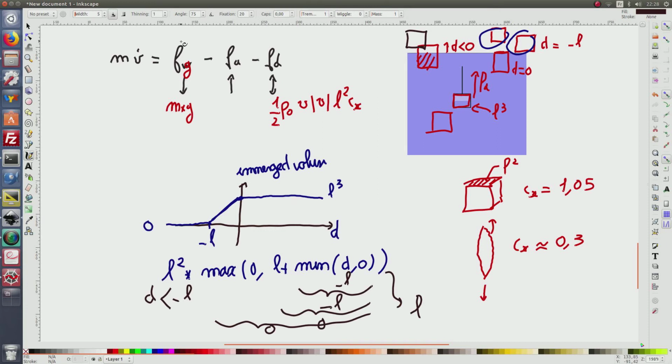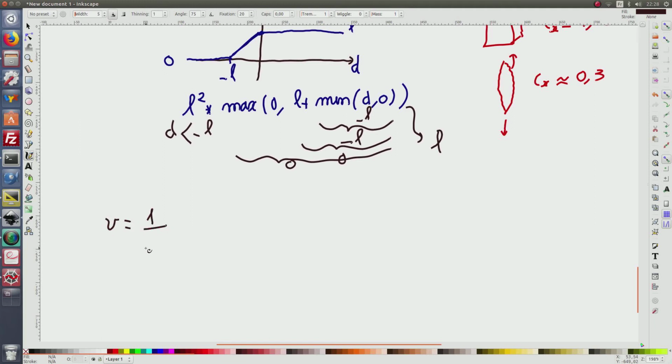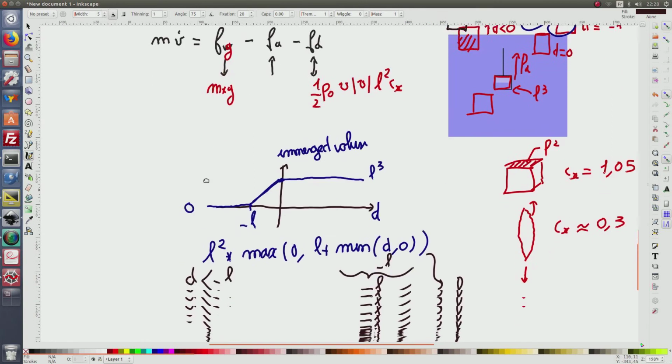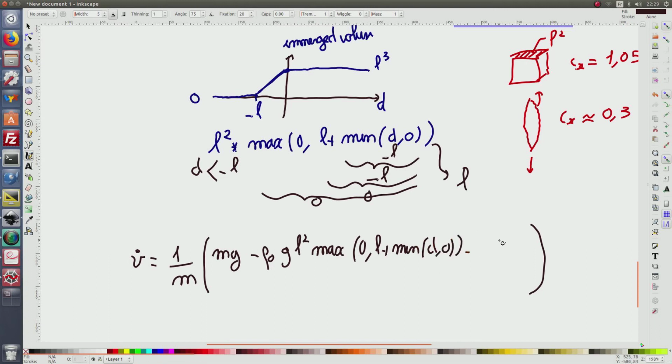So now I have knowledge of all these forces. I can isolate V dot, excuse me, V dot corresponds to 1 times the gravity, mj, minus rho 0 g L square multiplied by max of 0 and L plus min of d and 0, as explained just above, minus 1/2 v square cx.